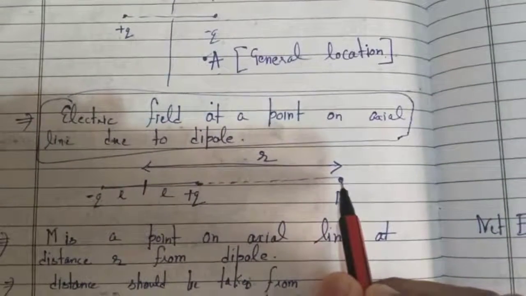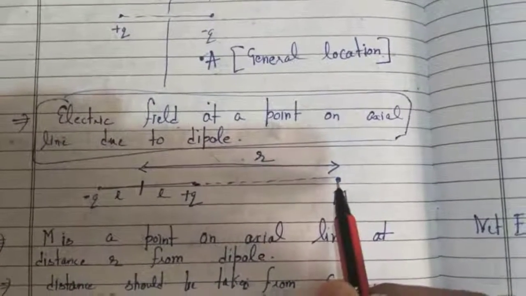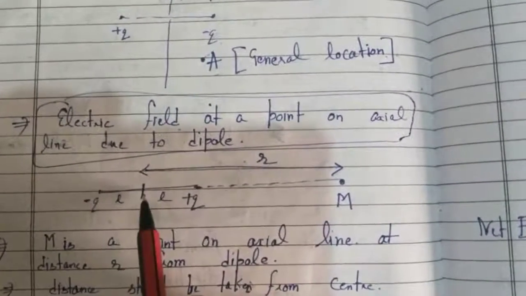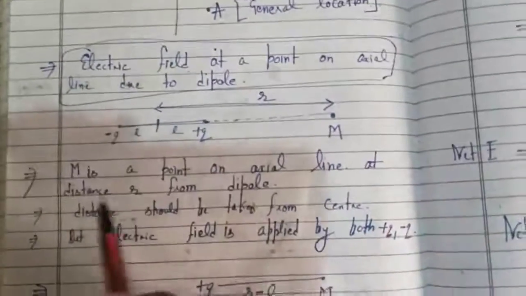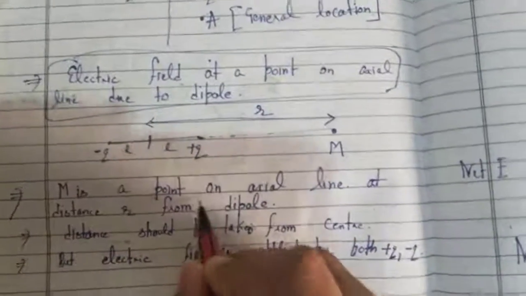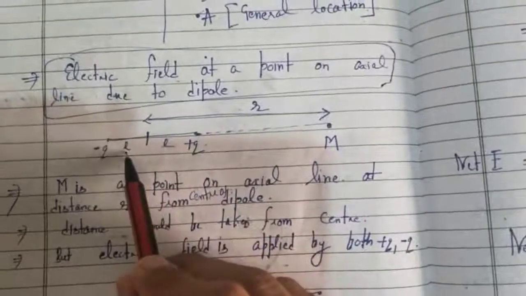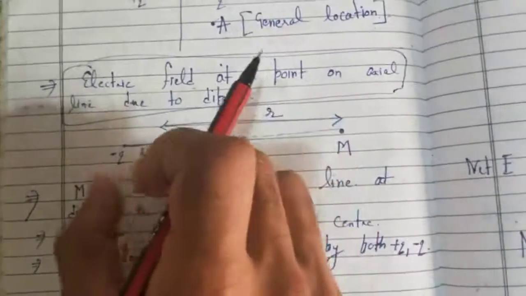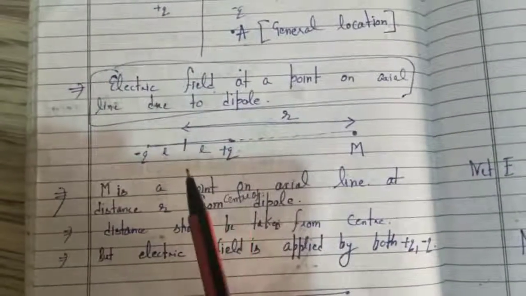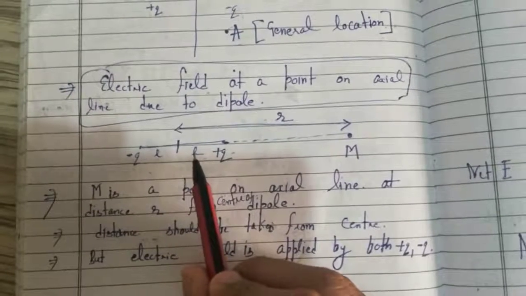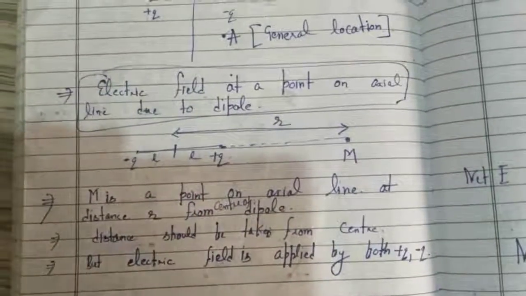Suppose M is the point where the test charge is placed, and we will calculate the distance of M from the center of the dipole. M is a point on the axial line at a distance R from the center of the dipole, not from the dipole's end. The dipole has length 2L, with L on this side and L on this side, carrying charges plus Q and minus Q. The effectiveness of an electric dipole is measured by the dipole moment, and its direction is from minus Q to plus Q.